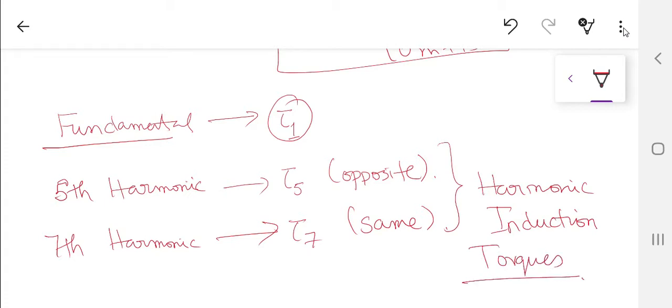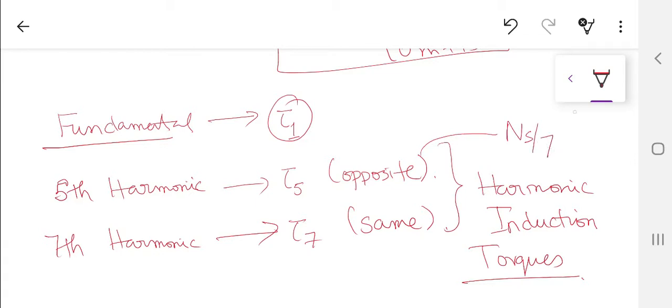So this is very important: what are these harmonic induction torques going to do on the torque slip curve? These harmonic induction torques are going to be produced because of the fifth harmonic and the seventh harmonic, and I guess I don't need to tell you that the fifth harmonic and seventh harmonic torques are going to be produced near ns by 7.